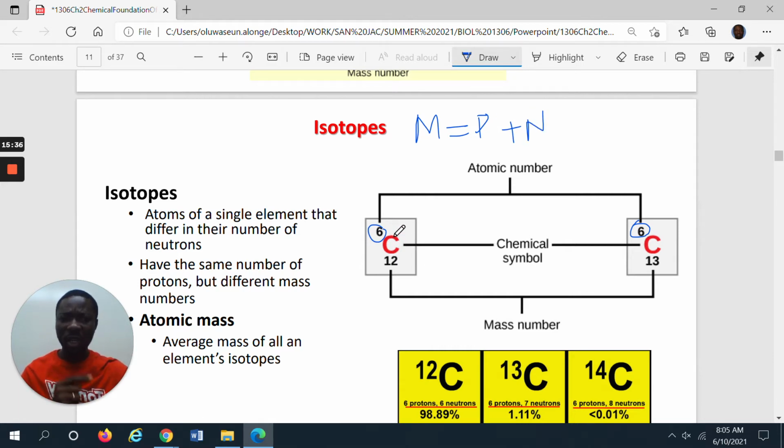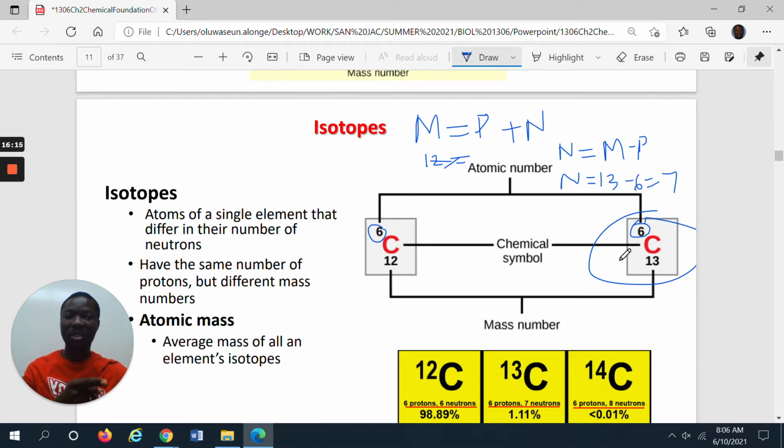Now, I showed you earlier that mass number equals proton plus neutron. What does that mean? That means if I want to get the number of neutron, neutron can also be mass number minus proton. Do the calculation whichever way it interests you. So for carbon 13 now, that means the neutron is going to be 13 minus 6, which is going to give me 7.